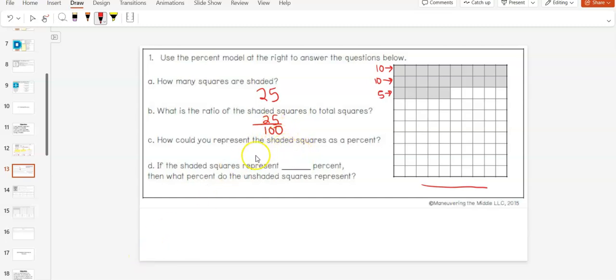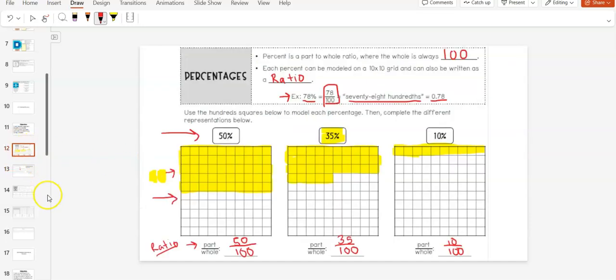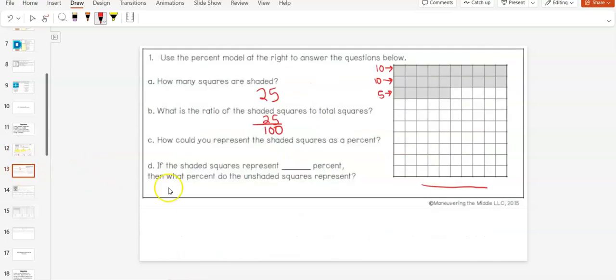How could you represent the shaded squares in a percent? Just like we did in our last one, we know that our percentage, which is out of 100, that means we're just going to take that numerator to write as a percent. So as long as that ratio is out of 100, we can just take the numerator. So this turns into 25%.